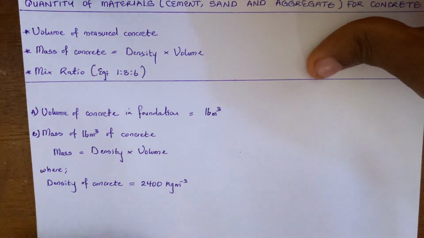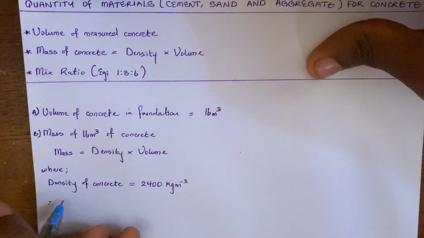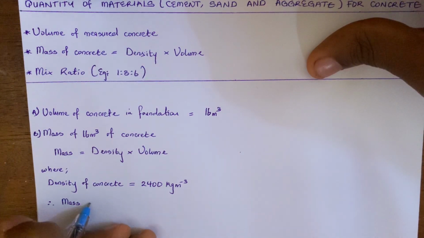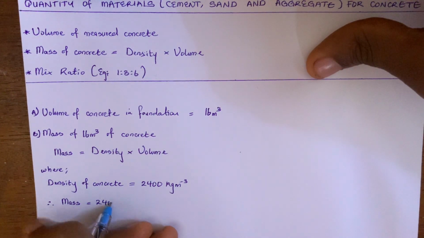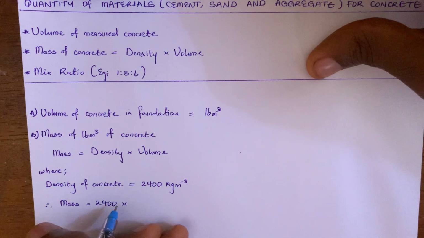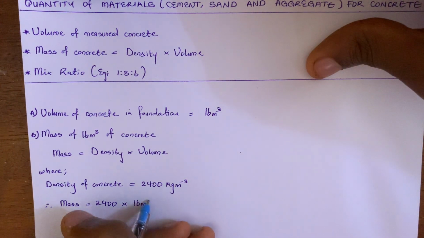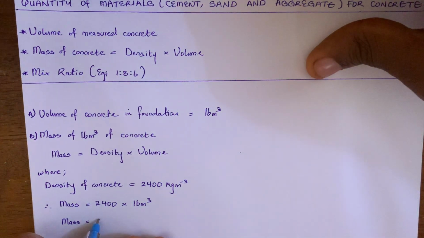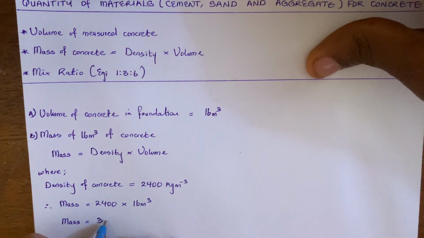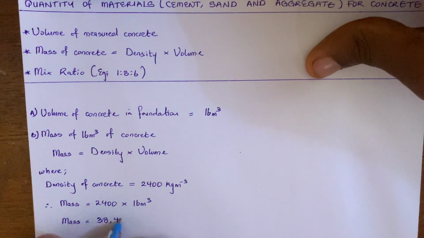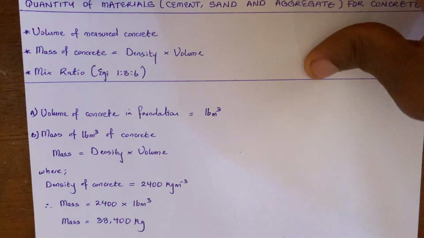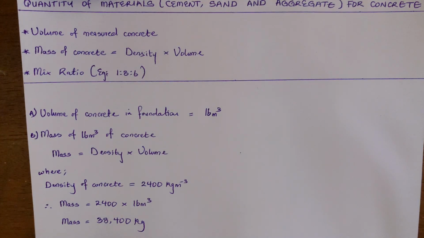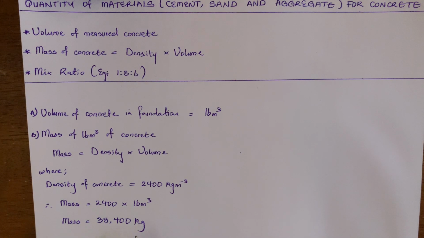So when we input our formula, we will now say therefore mass is equal to 2400 multiplied by 16 meter cube. Therefore the mass of 16 meter cube of concrete will be equal to 38,400 kg. So it means that the mass of 16 meter cube of concrete would be 38,400 kilograms.